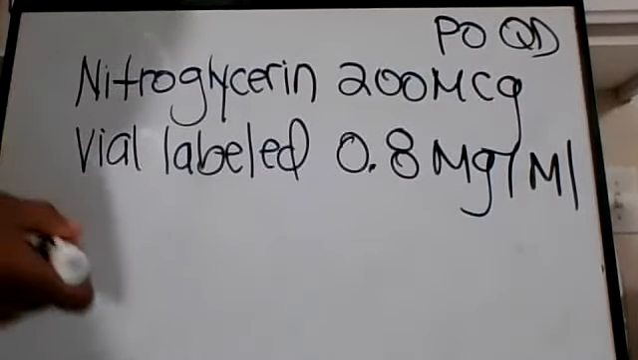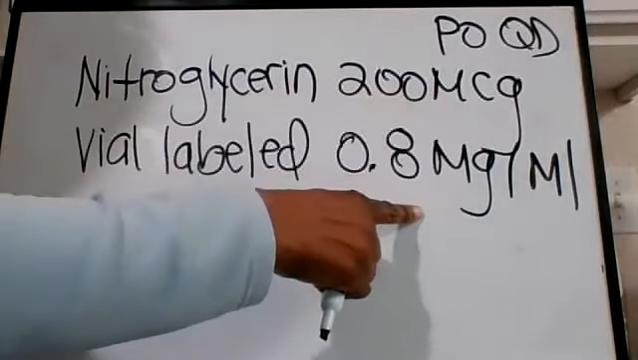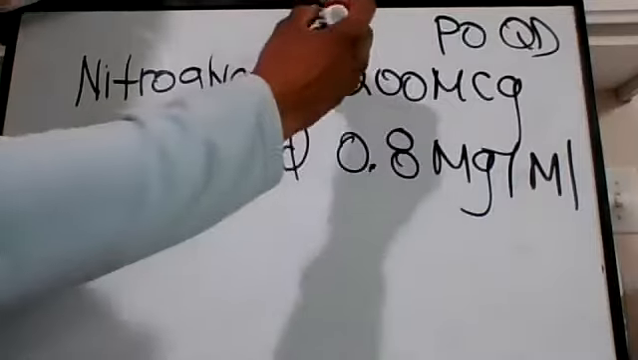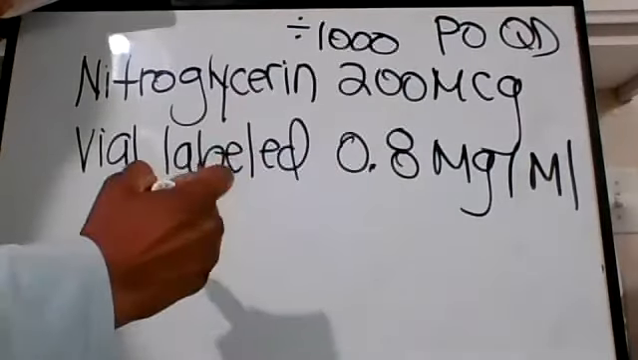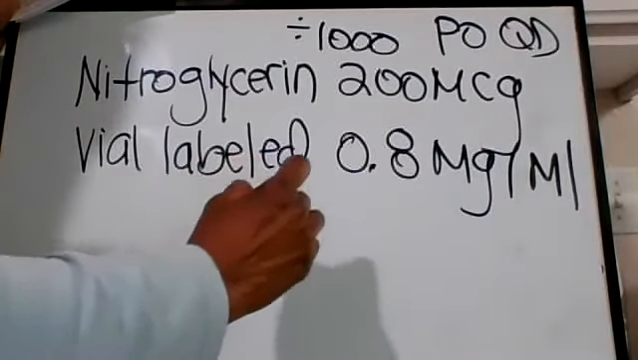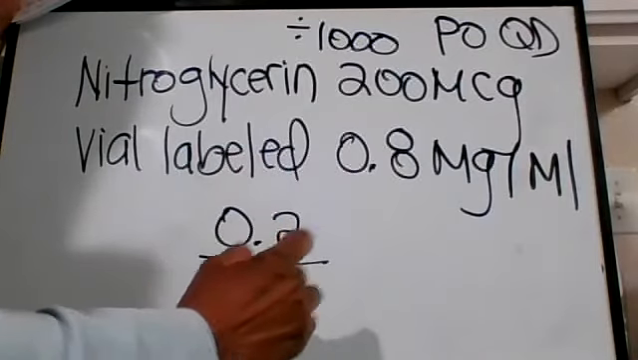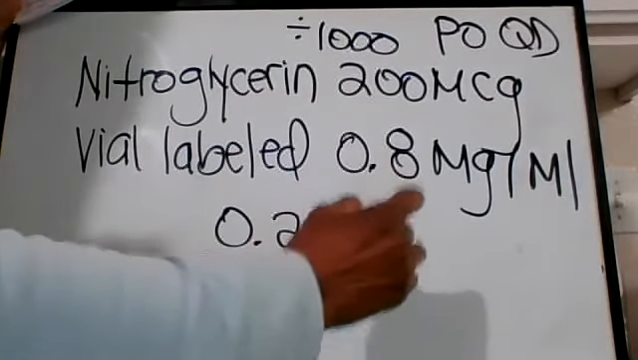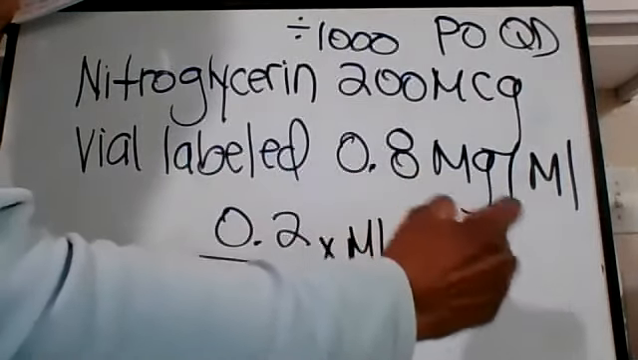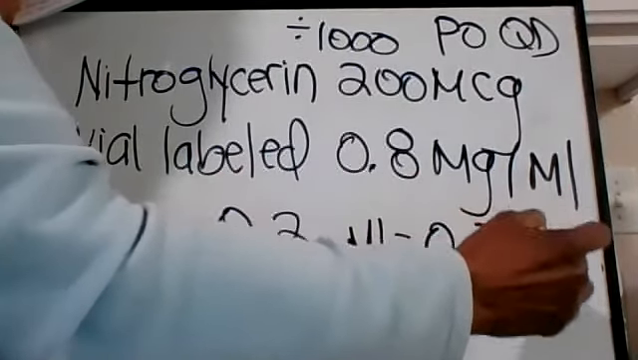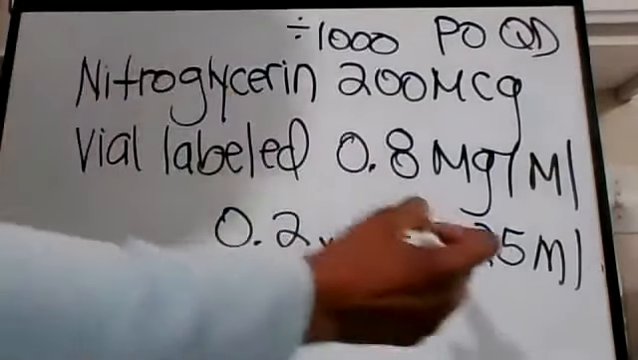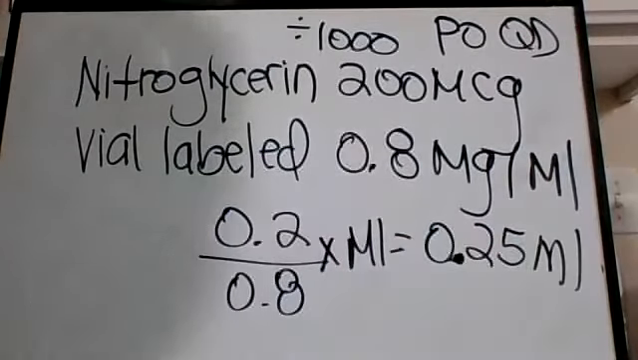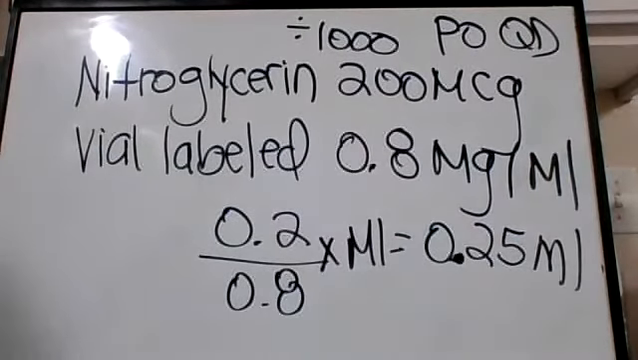We know for this one, we're going from smallest to largest because microgram is the smallest, right? So this means that we have to divide by 1,000, right? And we come up with 0.2 divided by 0.8 times milliliter. The answer is 0.25 milliliter. Is that right? I think so. 0.25. Let me make my decimal big so you guys can see it. 0.25 milliliters. Okay. All right.